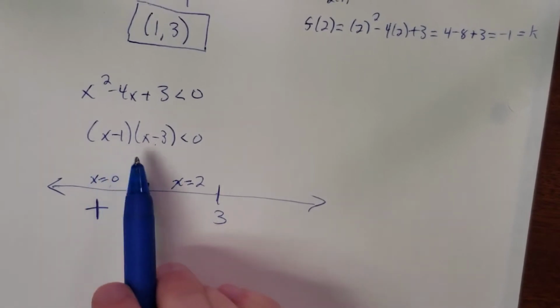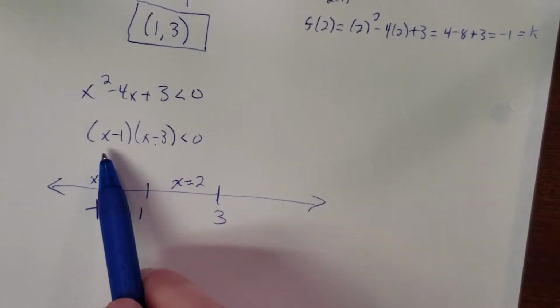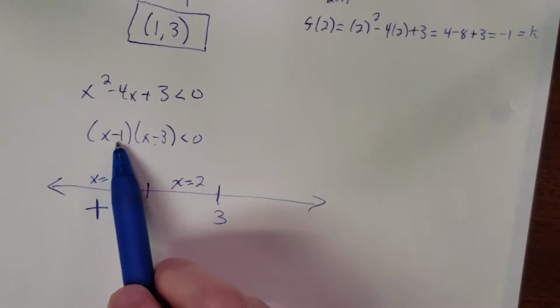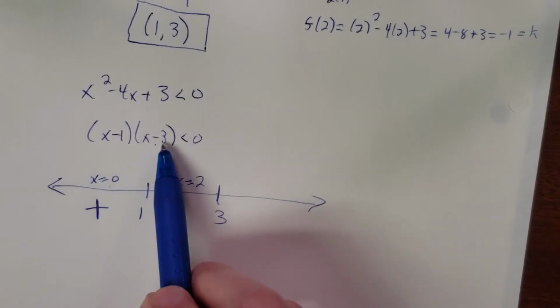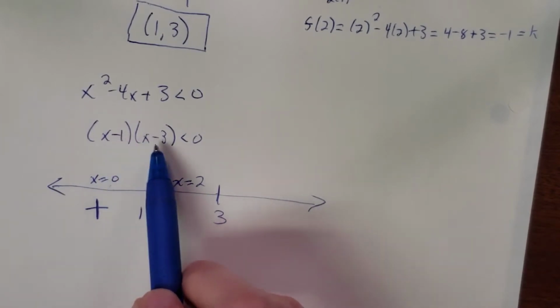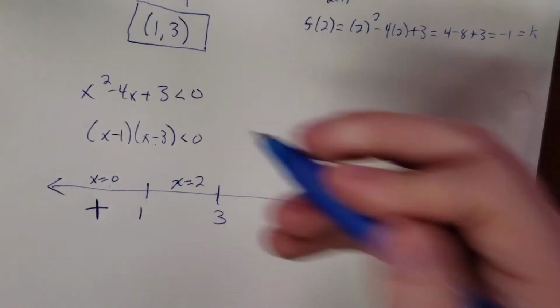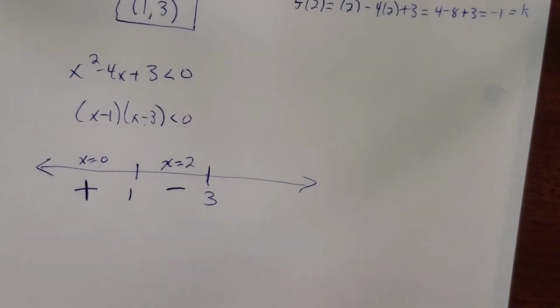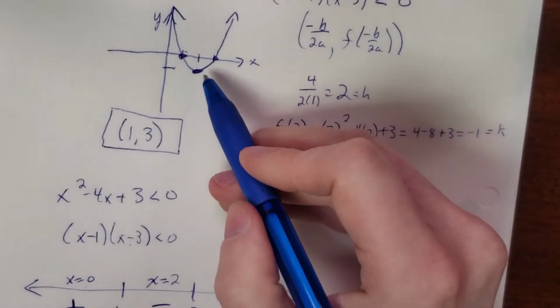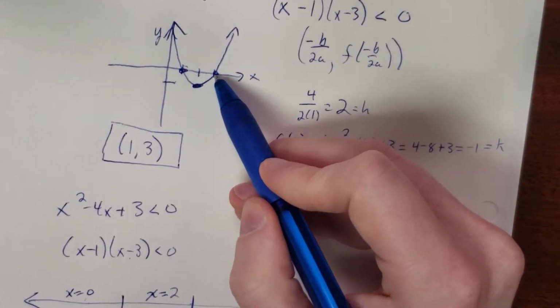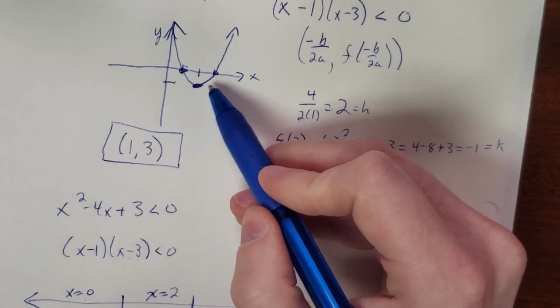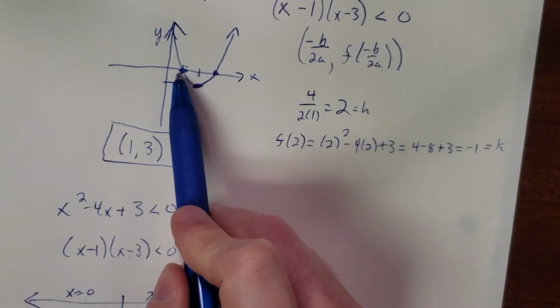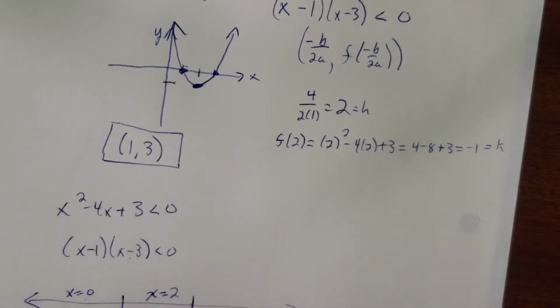I suggest plugging it into the factored form of the function because notice what happens. 2 minus 1 is positive. 2 minus 3 is negative. A positive times a negative is negative. So we can see that everything on that interval from 1 to 3 is a negative value. And that is exemplified by this picture up here as well. Everything between 1 and 3 is below the x-axis.